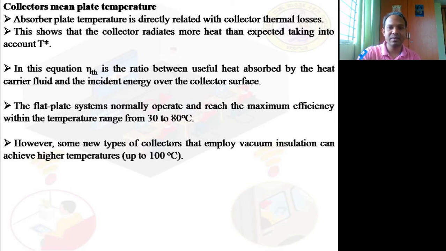In this equation, the thermal efficiency is the ratio between the useful heat absorbed by the heat carrier fluid and the incident energy over the collector surface.